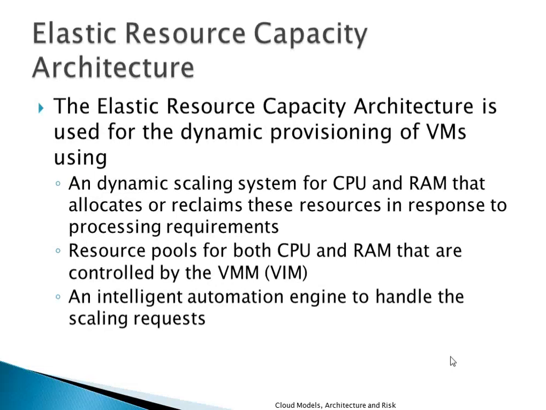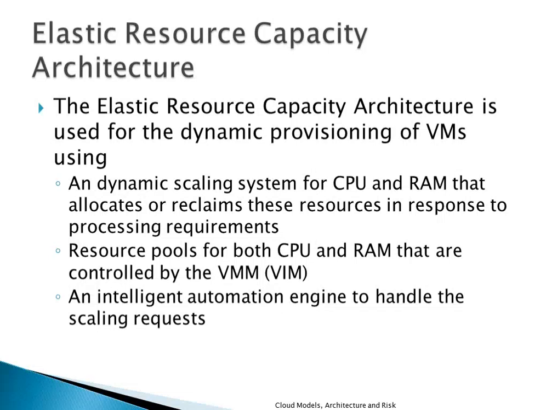Okay, the next one we look at, guys, is elastic resource capacity architecture. This is what we use for the dynamic provisioning of VMs, virtual machines. This is a dynamic scaling system for CPU and RAM that allocates or reclaims these resources in response to processing requirements. So effectively, we've been talking about the dynamic scalability of scaling out VMs. We can also scale out CPU and RAM, because remember, we put CPU and RAM into resource pools, so if we've got them in resource pools, we can play with them. And they'll be controlled by your VMM, your virtual machine manager.